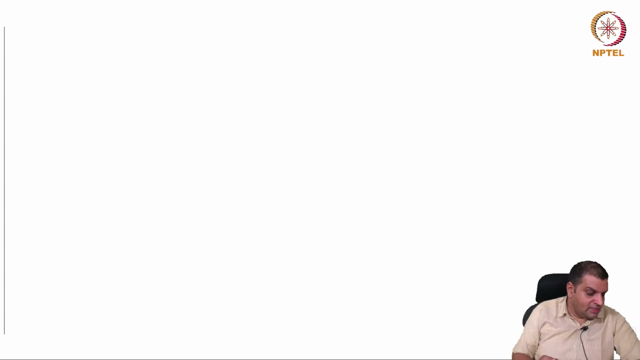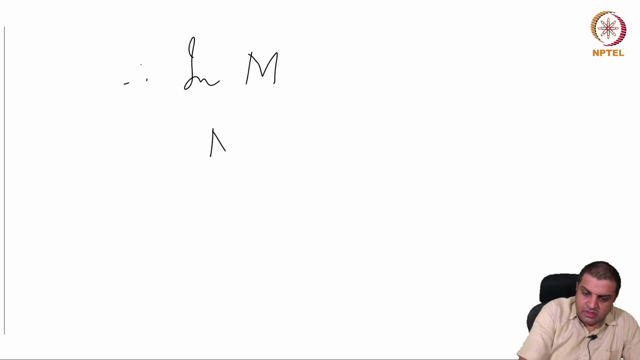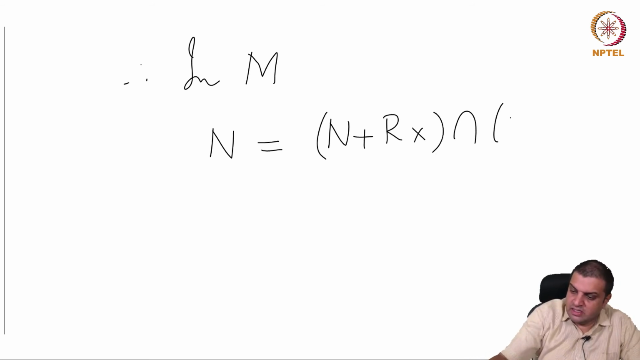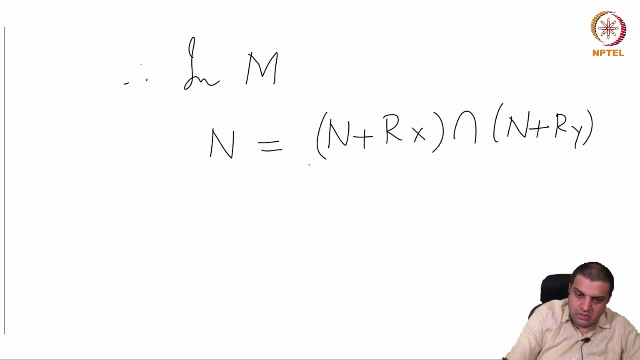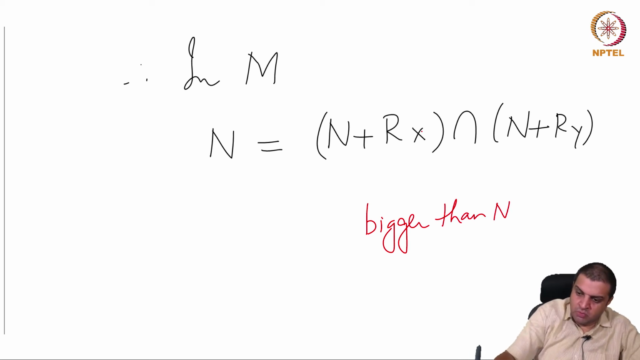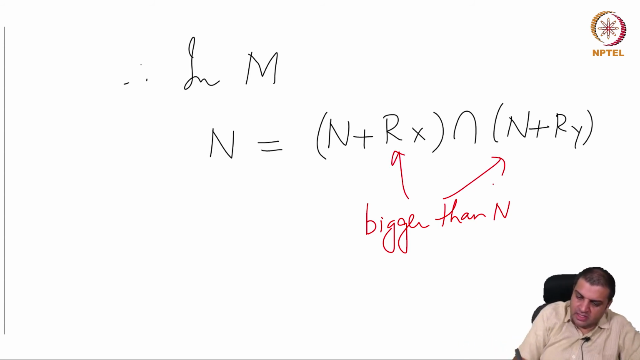Okay. What does that say? It says that therefore in M, N is the intersection of N plus R x intersect N plus R y, both of which are bigger than N, because we chose x bar and y bar to be non-zero elements, and that is a contradiction.